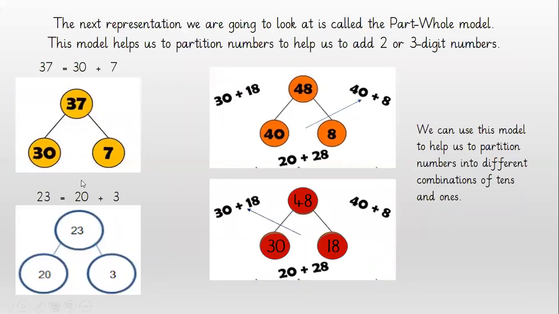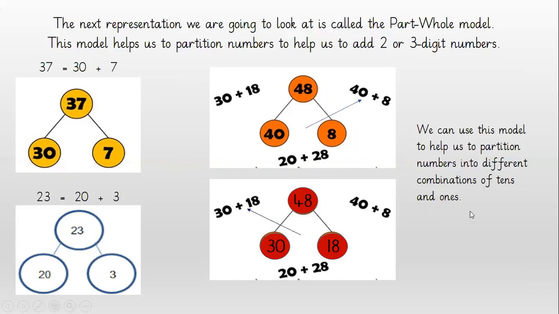The next model we're going to look at is a part-whole model. Now this helps us to partition numbers and helps us to add 2- and 3-digit numbers. So I'm going to look at the whole of 37. So I've got 37, and I can partition that into 2 parts, which is 30 plus 7. If I look at 23, I partition that whole into 2 parts, which is 20 plus 3.